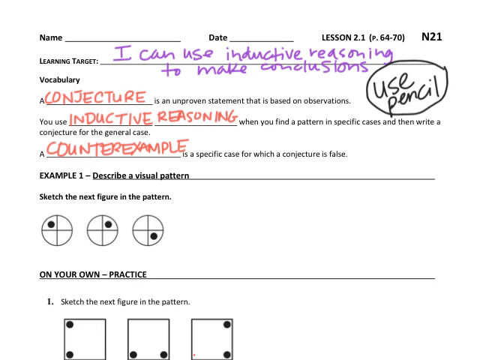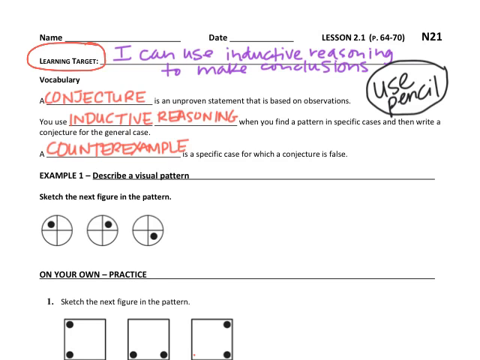This is the first video for Unit 2. We're going to look here at some inductive reasoning. So your learning target, please go ahead and write this down. Your learning target for this lesson is going to be using inductive reasoning to make conclusions. This is lesson 2.1. And Unit 2 is going to be about logic and probability.